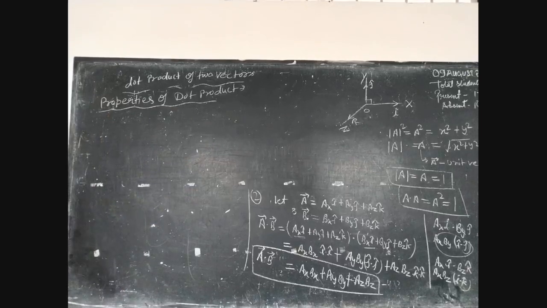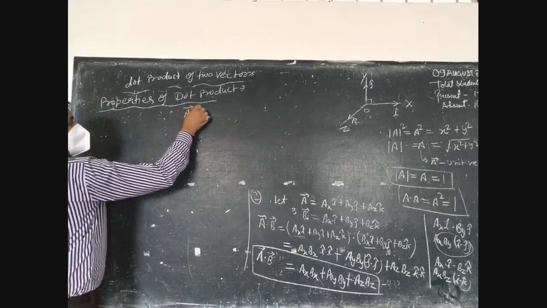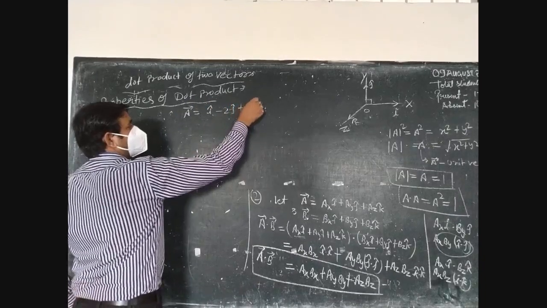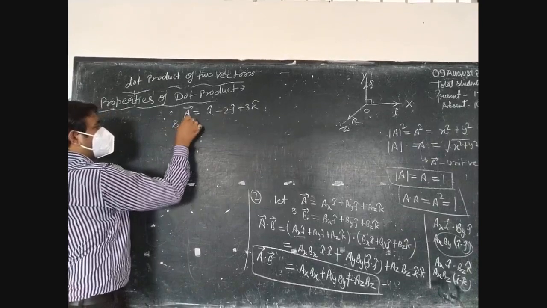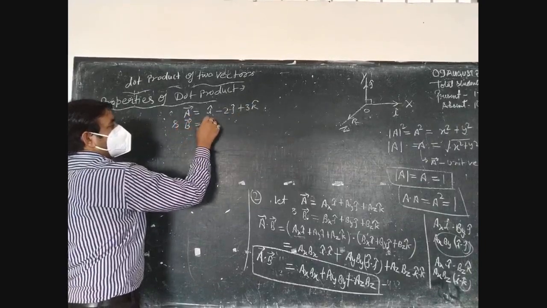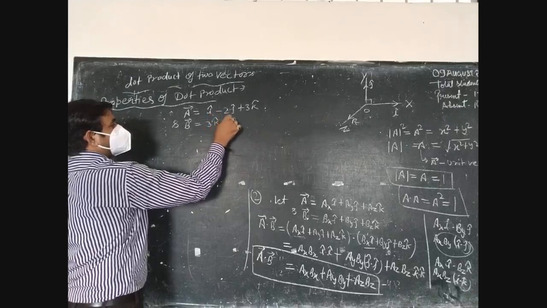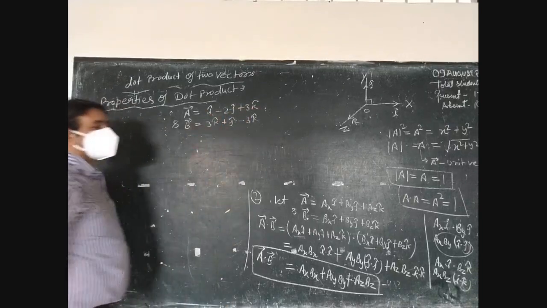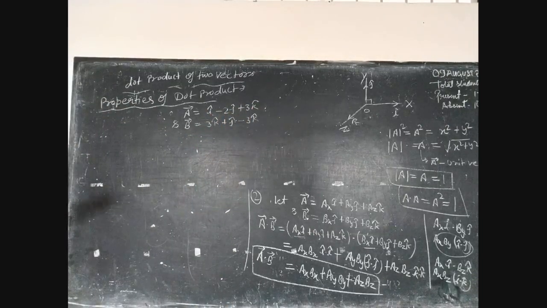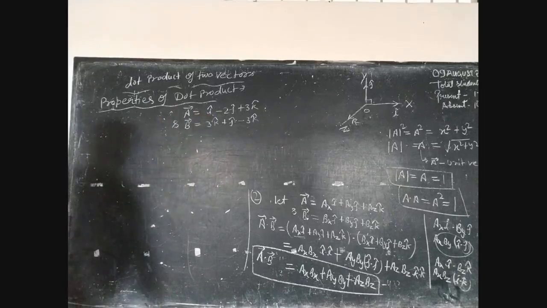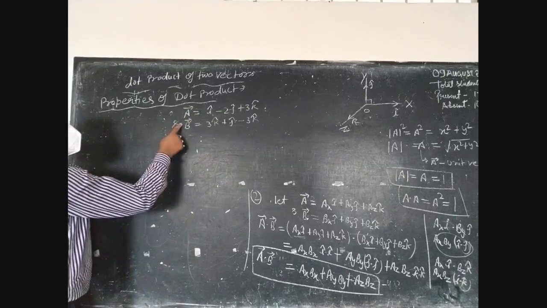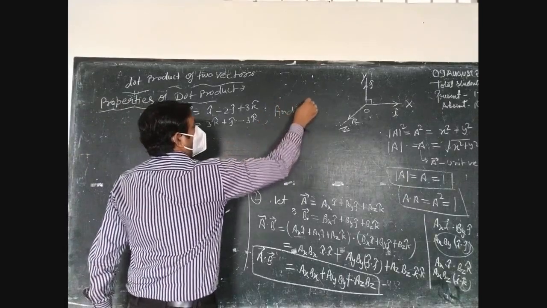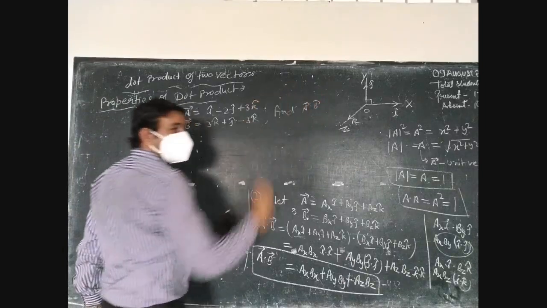If two vectors, vector A is i cap minus 2 j cap plus 3 k cap, and vector B is 3 i cap plus 2 j cap minus 3 k cap, calculate the dot product between the two. You have to find vector A dot vector B.